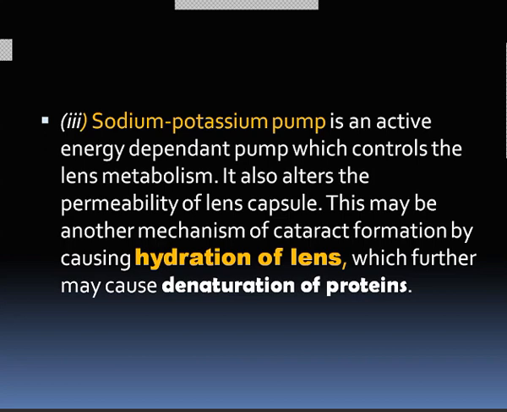This may be another mechanism of cataract formation, leading to hydration of the lens, which further damages and leads to protein derangement. That means any carbohydrate derangement and also protein metabolism defects lead to cataract formation. Here we have to observe one thing: it may be due to the metabolism of carbohydrate, protein and also water.